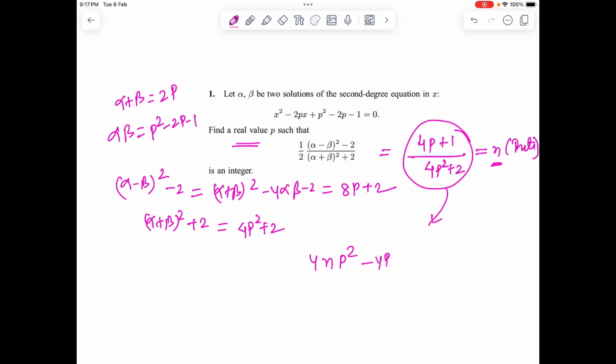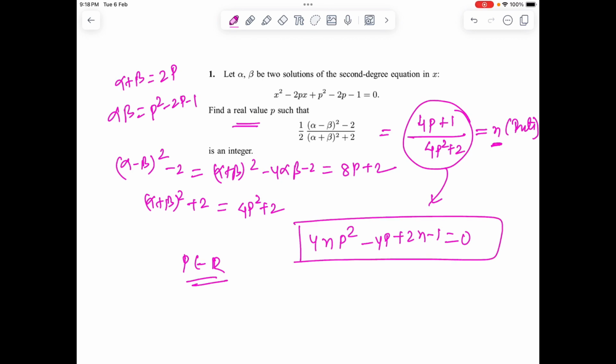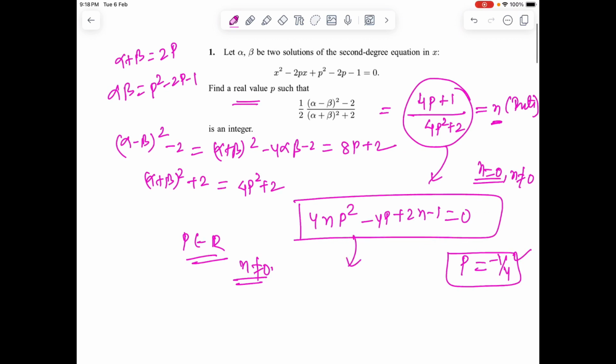Now still we can sense a quadratic over here. So if we cross multiply, we'll get 4n p square minus 4p plus 2n minus 1 equals 0. Since p is a real number, either n will be 0 or n not equal to 0. If n is 0, clearly the value of p that I'll get is minus 1 by 4. That is one of the possibilities. Let's talk about other possibilities when n is non-zero.